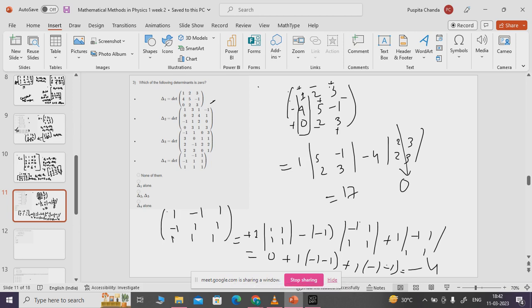Okay, here the question is delta 1 alone, delta 2 alone. These two are eliminated, and now we need to check delta 2 and delta 3. If either of these is non-zero, we can say none of them, because there is no option like delta 2 is 0 or delta 3 is 0. If delta 2 or 3 either becomes non-zero, we can opt out this also. Then by the method of elimination, only none of them will remain.